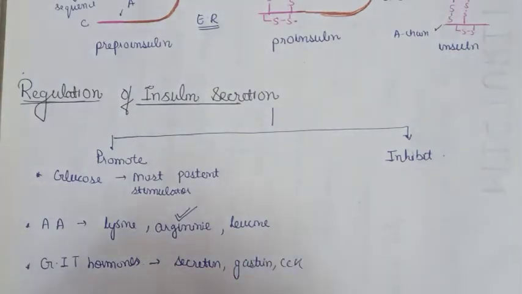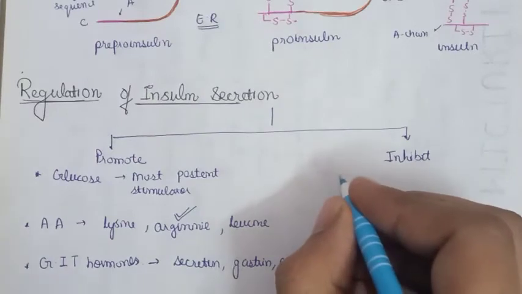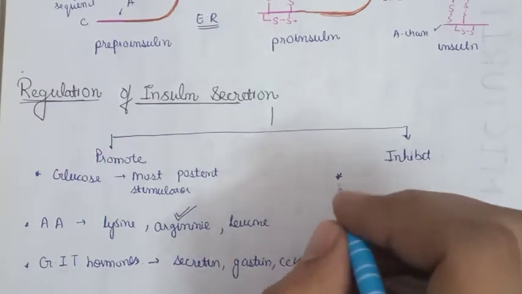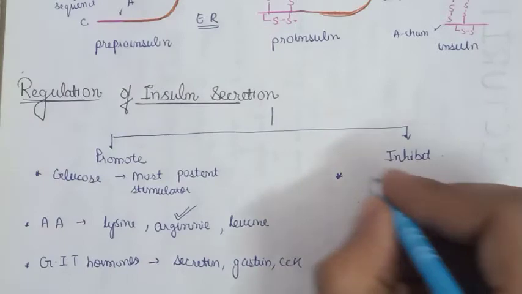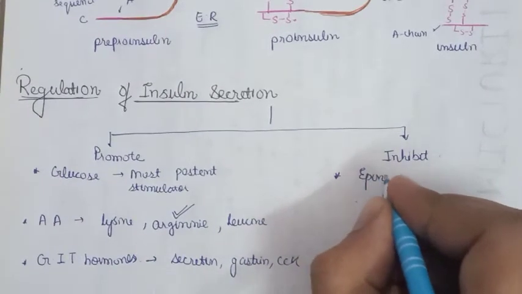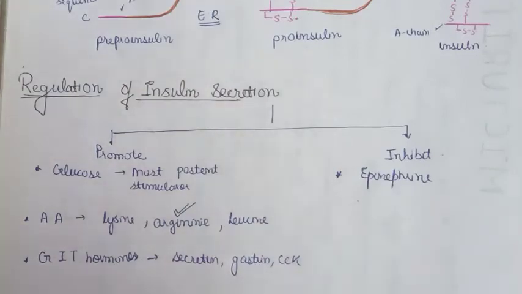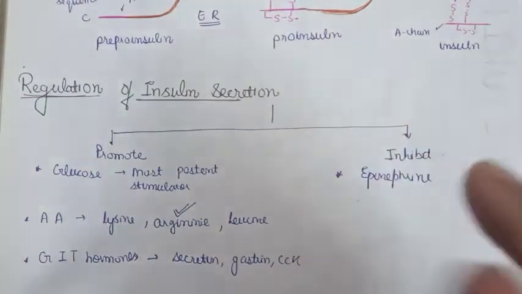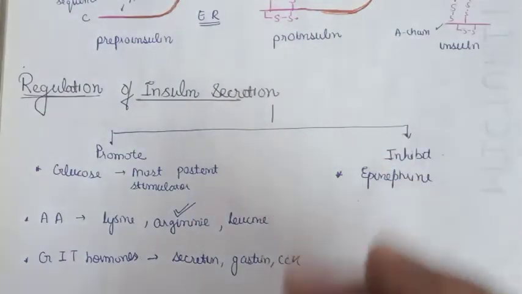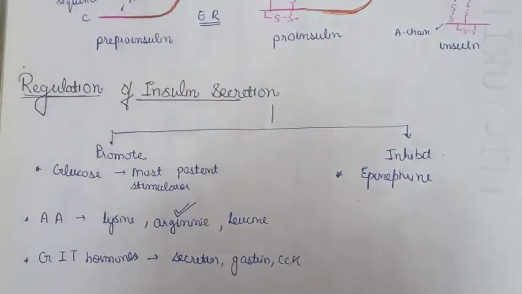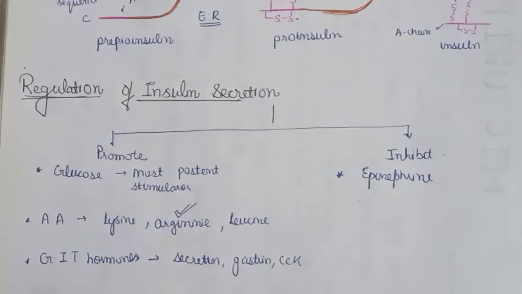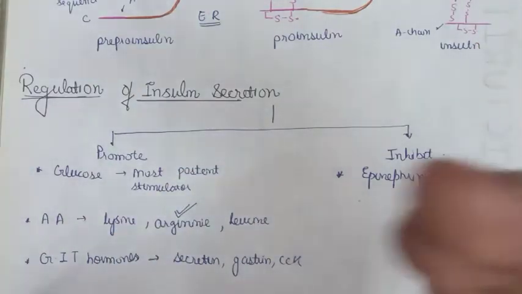Now let's see about the factors which inhibit the synthesis of insulin. The most potent or the most important factor is epinephrine. So just keep in your mind that epinephrine decreases the synthesis of insulin from the pancreas. And in the pancreas also, the part which secretes the insulin is the islet of Langerhans. And in the islet of Langerhans, the type of cell is the B cells or the beta cells of the islet of Langerhans. So these are the factors that regulate the synthesis of insulin.